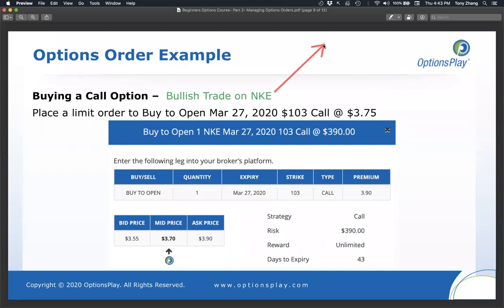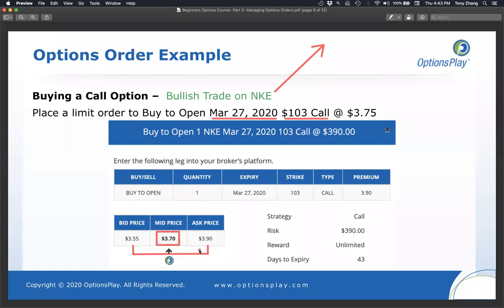So what can I do? I can buy a call option. So here, what I've identified is a call option that I want to buy. In this particular case, I'm looking at the March 27th, 103 calls, which are basically at the money. If you look at this, the bid-ask price here is 3.55 by 3.95. So a 40-cent spread. Midpoint of 3.75. So the theoretical value here of this option is about $3.70.